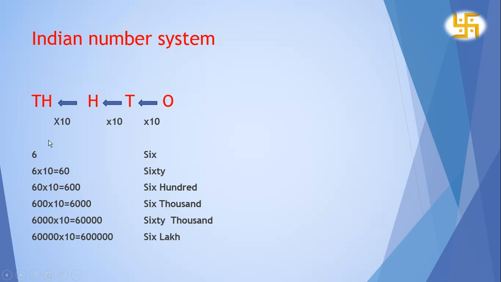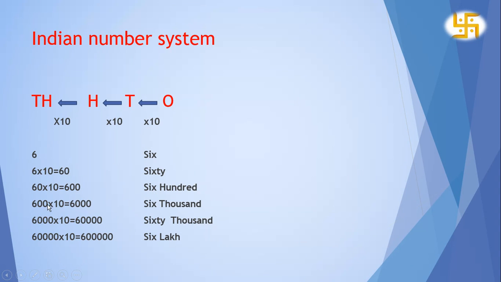For example, I am taking a one-digit number, 6. Here 6 is placed at the ones place. To move 6 to the tens place, 6 is multiplied by 10 and it becomes 60. To move 6 to the 100 place, 60 is multiplied by 10 and it becomes 600.